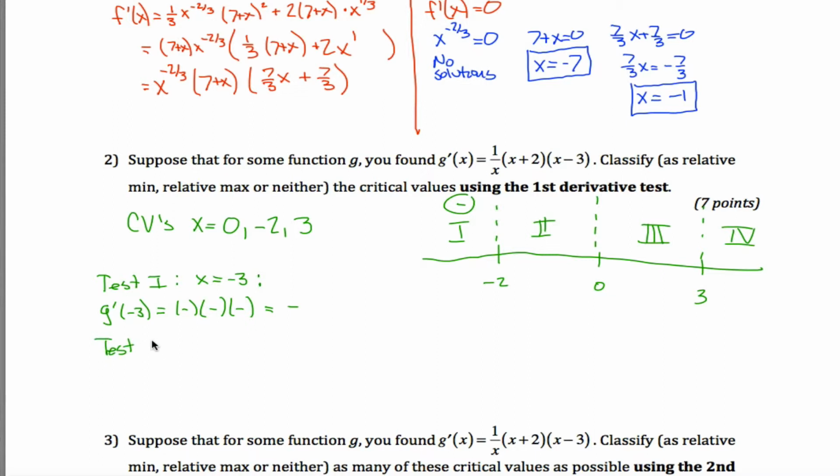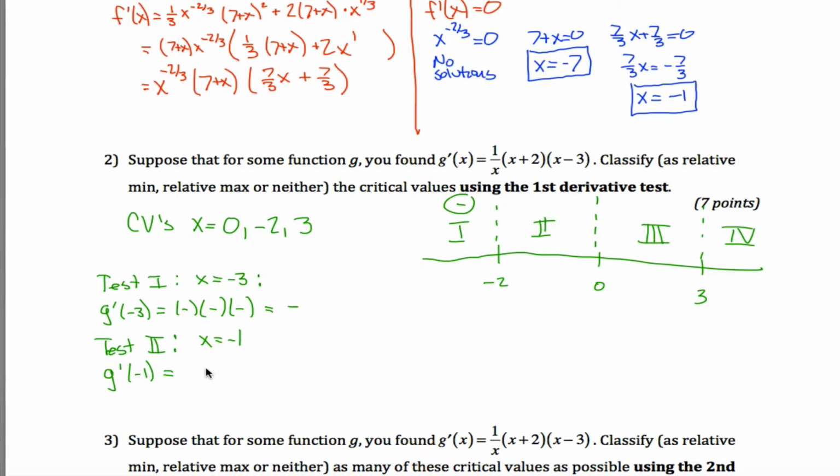Now I'll test region 2. Same basic idea, except now I have to choose a number in region 2. So between -2 and 0, I'll choose -1, somewhat arbitrarily. I mean, -1 is the only whole number in this region, and I want to make my life as easy as possible. But you could have chosen -1/2 if you felt like it. I just don't know why you'd feel like it.